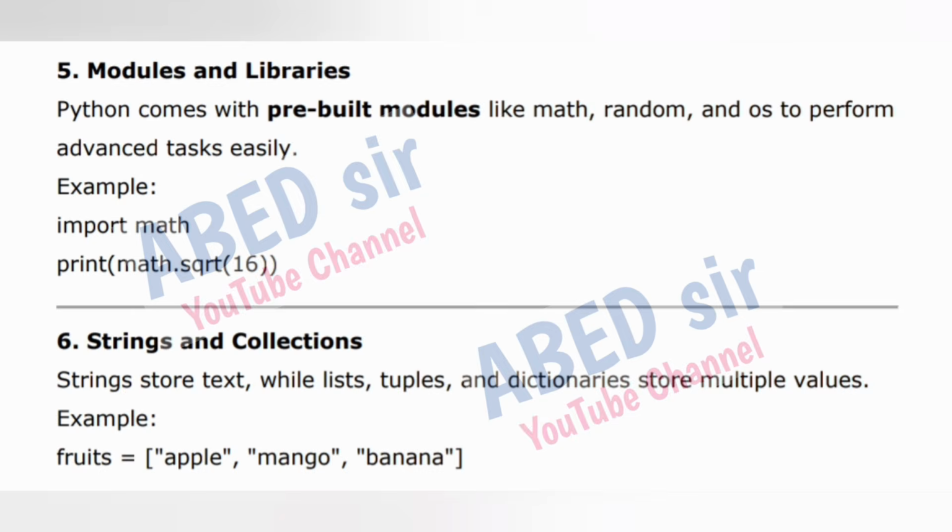greet(). 5. Modules and libraries. Python comes with pre-built modules like math, random, and os to perform advanced tasks easily. Example: import math, print(math.sqrt(16)). 6. Strings and collections. Strings store text, while lists, tuples, and dictionaries store multiple values. Example: fruits = ["apple", "mango", "banana"].